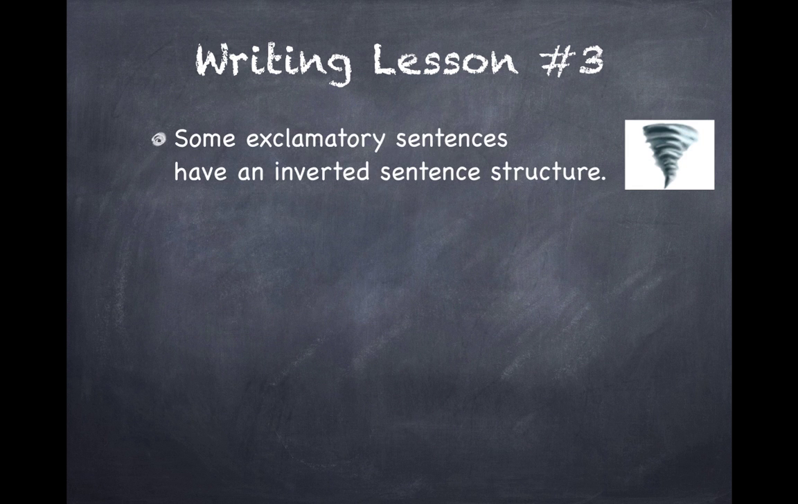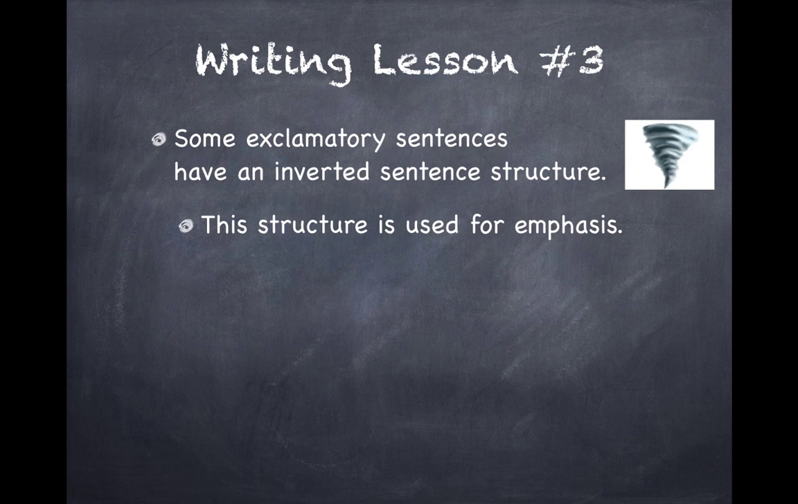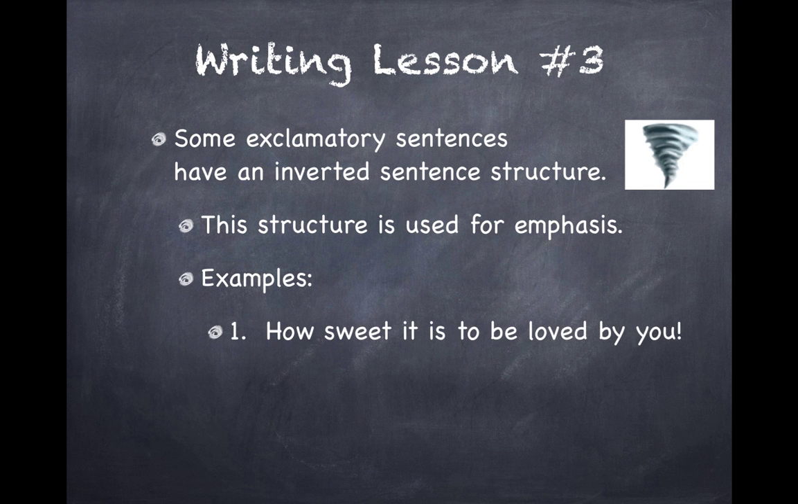Now, some exclamatory sentences are going to have an inverted sentence structure. Remember, that means not normal, maybe mixed up word order. So this structure is used for emphasis. That's the purpose. So some examples. How sweet it is to be loved by you. Okay, so notice the subject is actually it and the verb is, and then if you were to rearrange it, you'd say it is so sweet. It is how sweet to be loved by you. But we did it to emphasize sweet. So that's the reason it was done, to express just how sweet through your emotions.